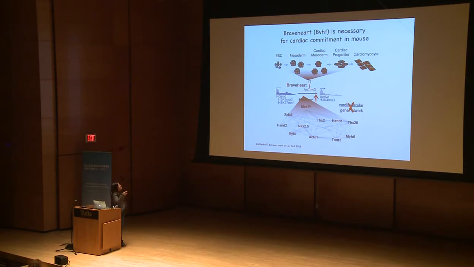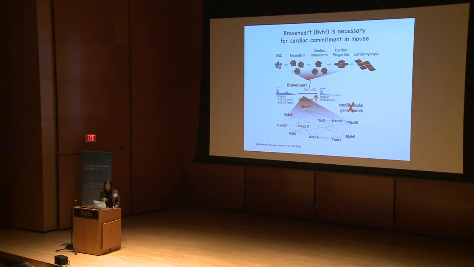And to go through a lot of data, I will just illustrate in this cartoon, using our ES cell differentiation system, we were able to show that Braveheart, which is a non-coding RNA of about 600 nucleotides and 3 exons, is critical for the progression of undifferentiated mesoderm to cardiac mesoderm. And when you lose Braveheart, you don't turn on the who's who of transcription factors that are required to progress toward terminal differentiation. But at that time, we really didn't understand how it was functioning.